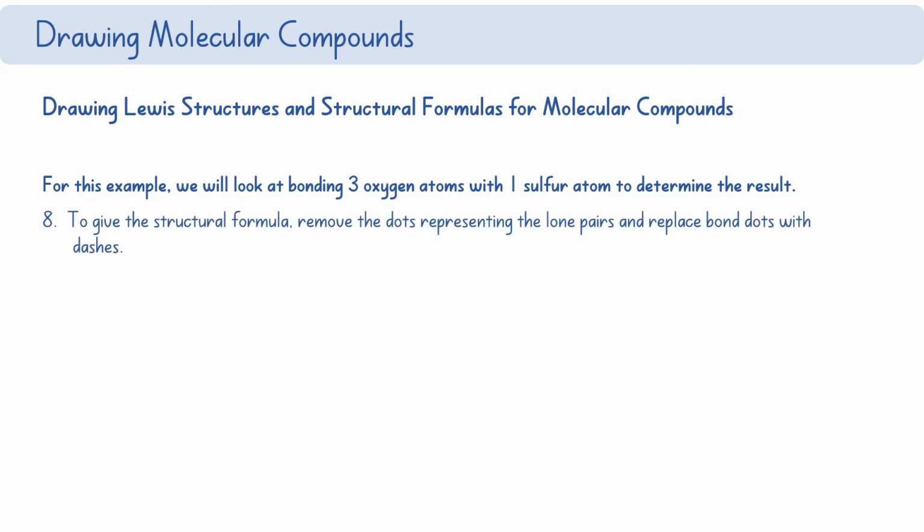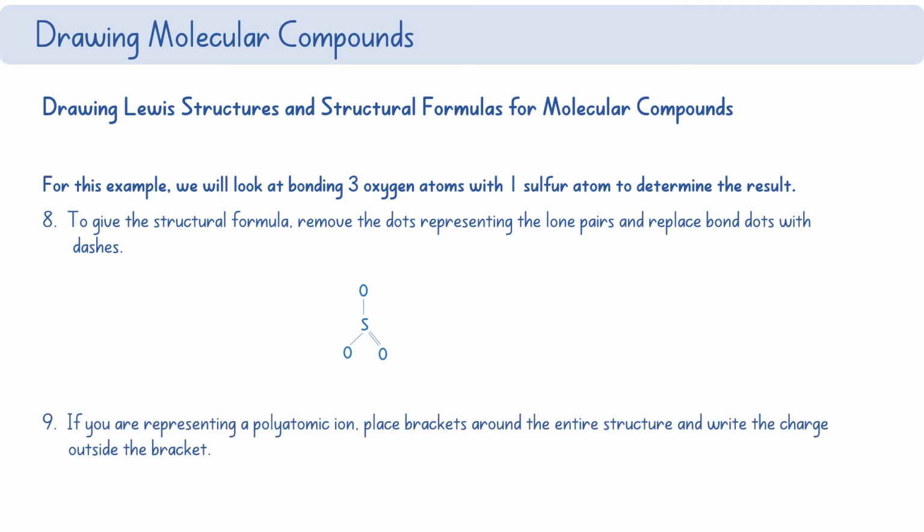Number 8, to give the structural formula, remove the dots representing the lone pairs and replace bond dots with dashes. This is now our structure. If you are representing a polyatomic ion, place brackets around the entire structure and write the charge outside the bracket.